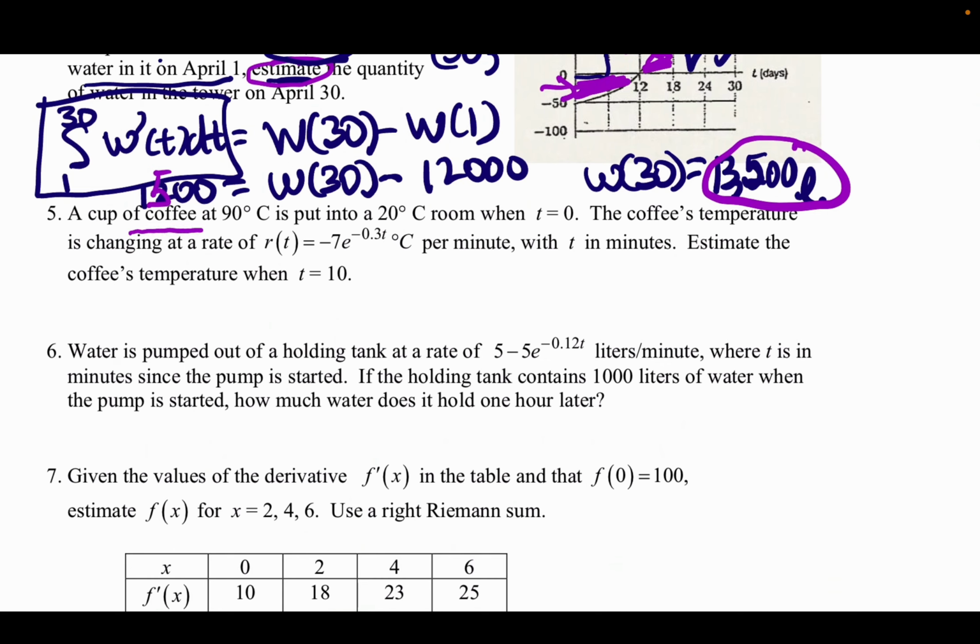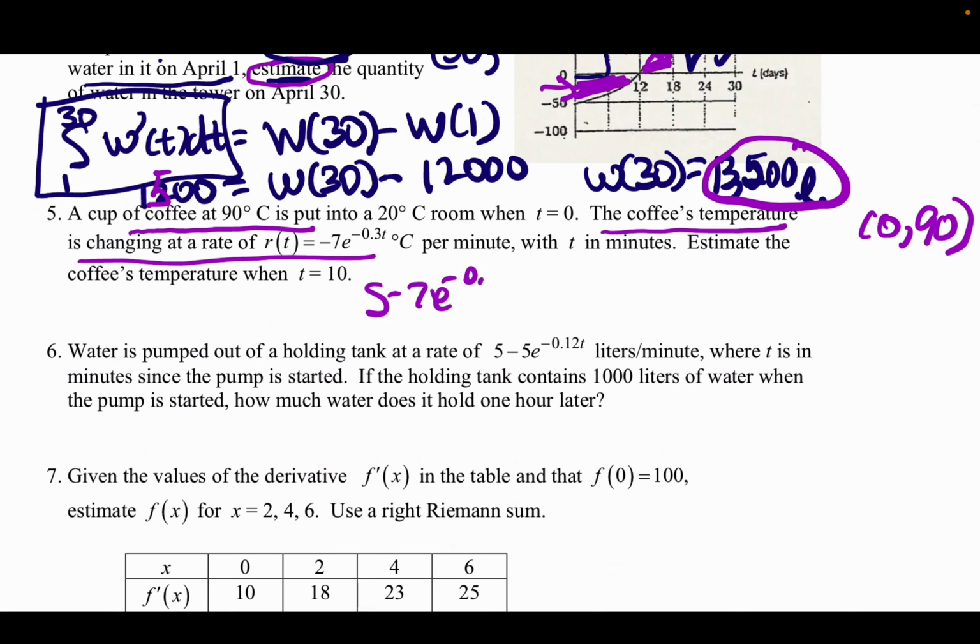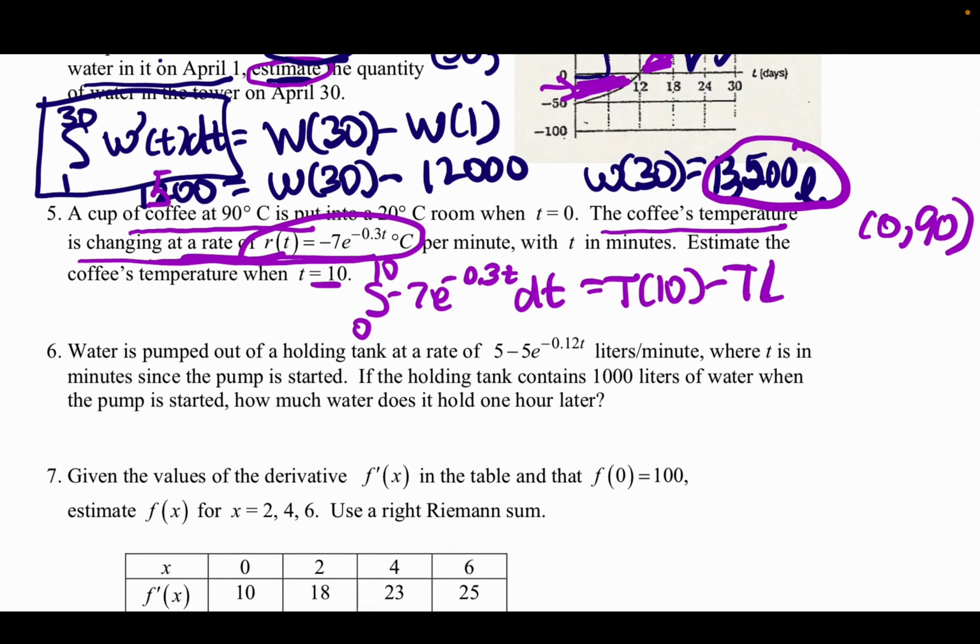All right, a cup of coffee at 90 degrees. So we know it started at 90 degrees. It's put into a 20-degree room when T is 0. The coffee's temperature is changing at a rate. So here's my derivative. I'm going to integrate negative 7e to the negative 0.3t dt. I'm going to let it go for 10 minutes, so I'm going to estimate the temperature of the coffee in 10 minutes. This is the rate the temperature is changing, so if I integrate it, it should take me back to temperature: T of 10 minus T of 0.